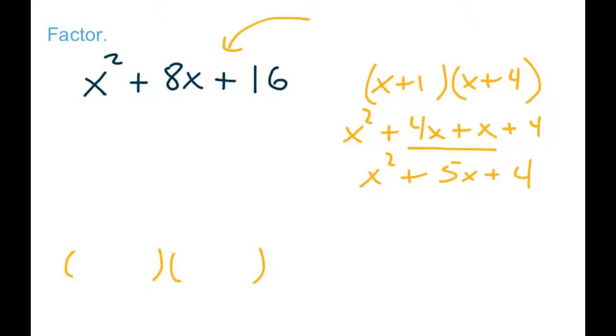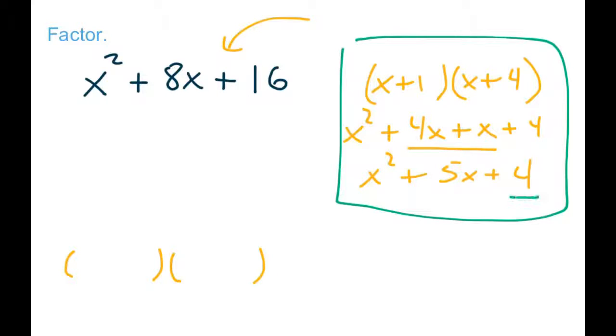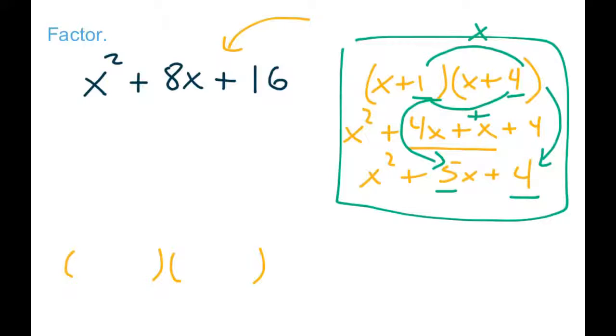Now, if you look at the example over here, you'll see that that 4 and that 5 are going to be really important in this. If you look back at the original two binomials that we multiplied, if I take 1 and 4 and multiply them, I get the last term. If I take 1 and 4 and add them, I get the middle term. So that's essentially what we're looking for. We're looking for two numbers that when you multiply them they equal 16, and when you add them they equal 8. So start listing them out.